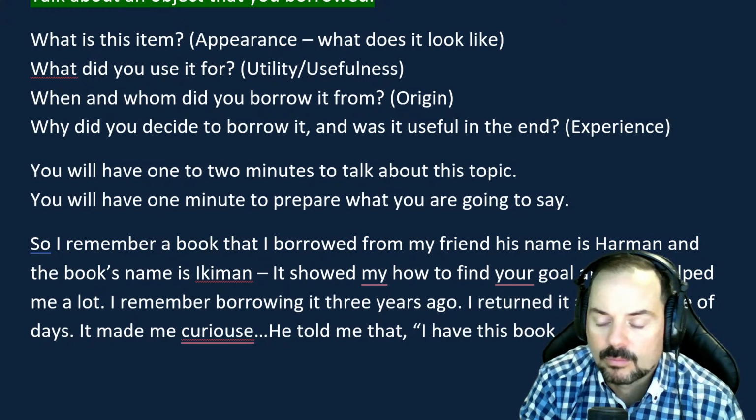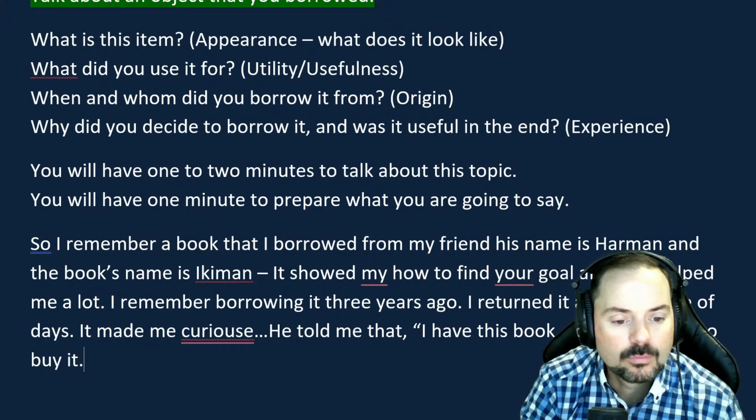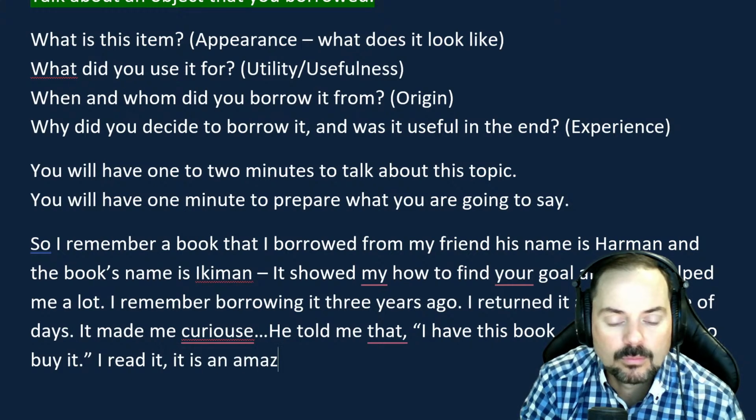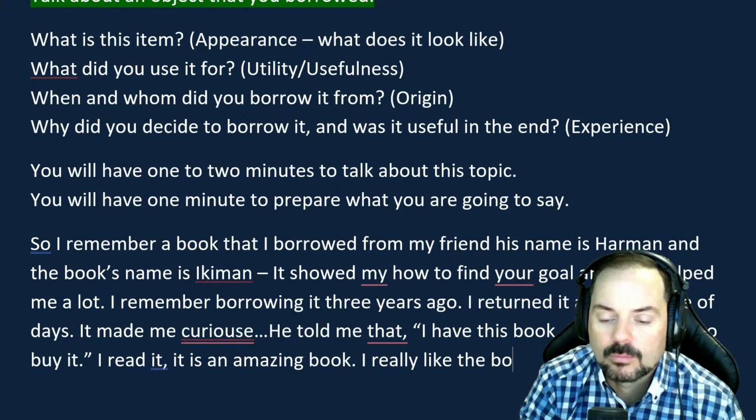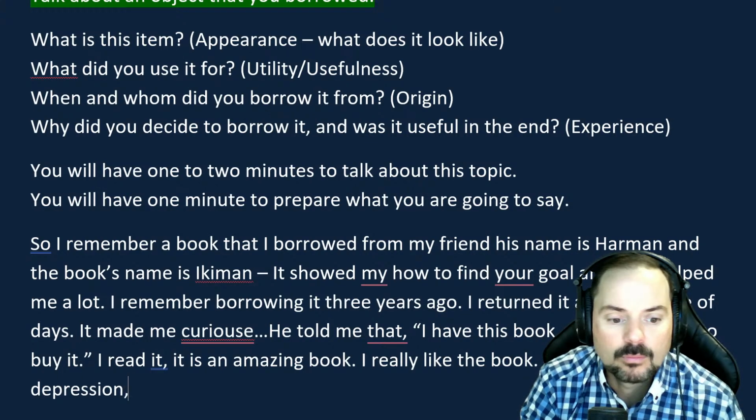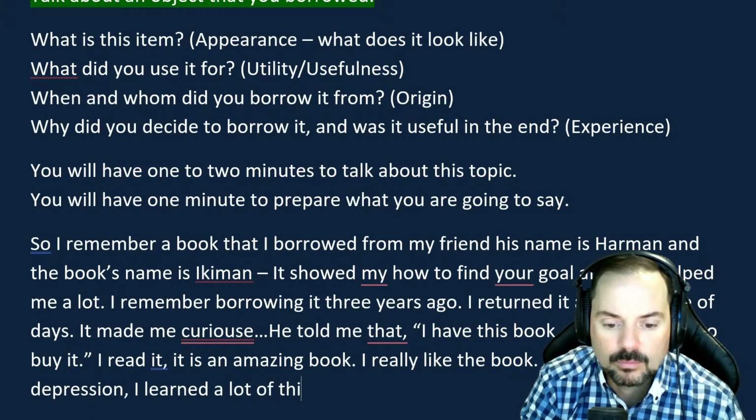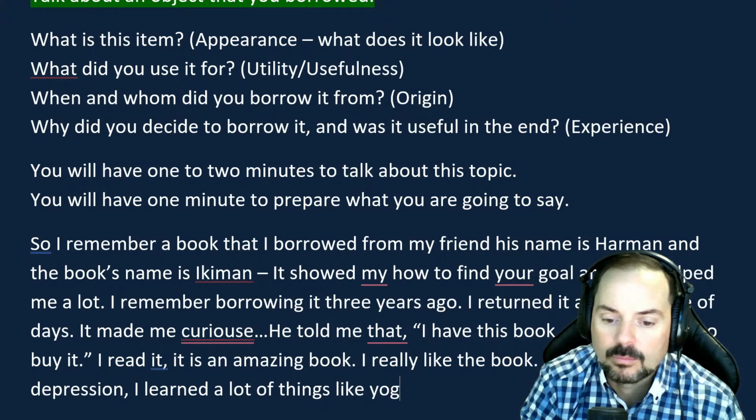So I read it. It's an amazing book. It was written by two French authors. I don't know their names, but they did a great job. I really liked the book. I remember at that time I was in depression. But this book helped me to overcome that, and I learned a lot of things like yoga and how to eat a balanced diet. On a closing note, I would say this book is amazing, and everyone who is looking to find their goal in life should read it.